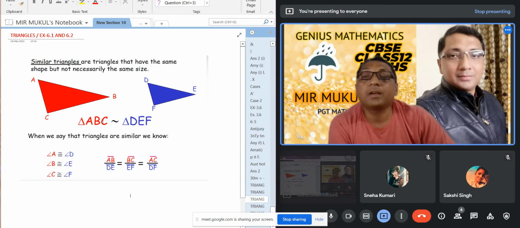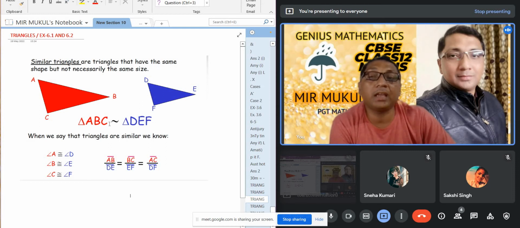Now the symbol of similarity is this symbol. You can observe this symbol. So here triangle ABC is similar to triangle DEF. If these two triangles are similar, then what things can we say are equal? Angle A is equal to angle D, angle B equals angle E, angle C equals angle F. And the ratio of their corresponding sides, AB divided by DE, equals BC divided by EF, equals AC divided by DF.